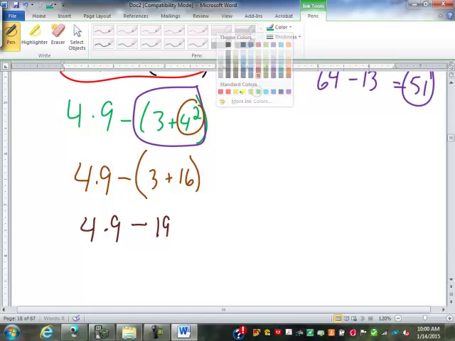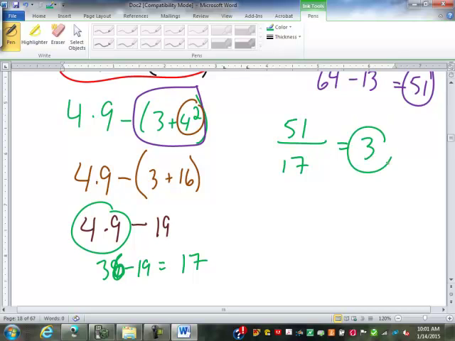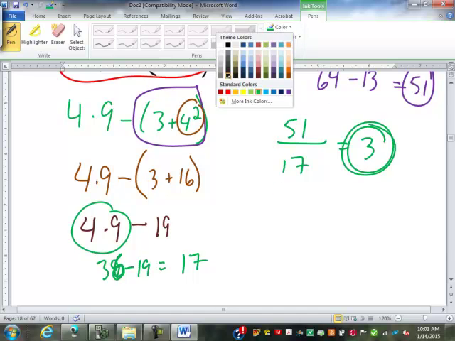Any more enclosing symbols on bottom? Nope. Exponents? Multiplication or division? 4 times 9 is 36. 36 minus 19 is 17. So on top we had 51, on bottom we had 17. Now we can divide. 51 divided by 17 is 3. So the answer is 3.